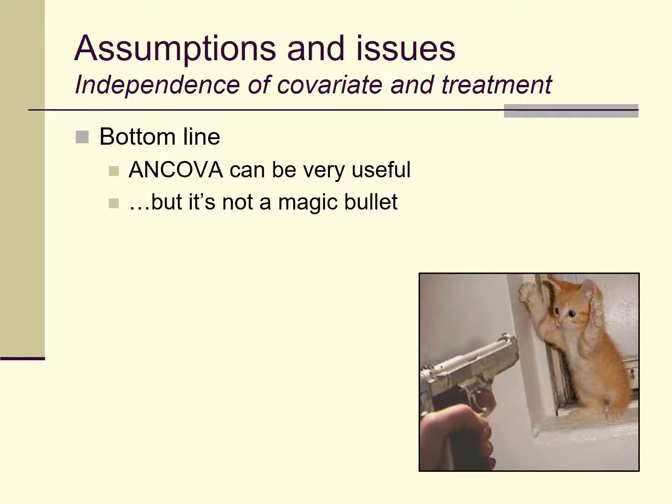Bottom line of all of this is ANCOVA can be a useful tool for statistical control, but it's not a magic bullet. It's not something where, if you don't have a significant effect for your treatment variable, your predictor variable, you can just say, well, let's find a few covariates and covary out age, covary out gender, just start willy-nilly removing the effects of covariates, because again, you can end up hurting your analyses as much or more than you help them.